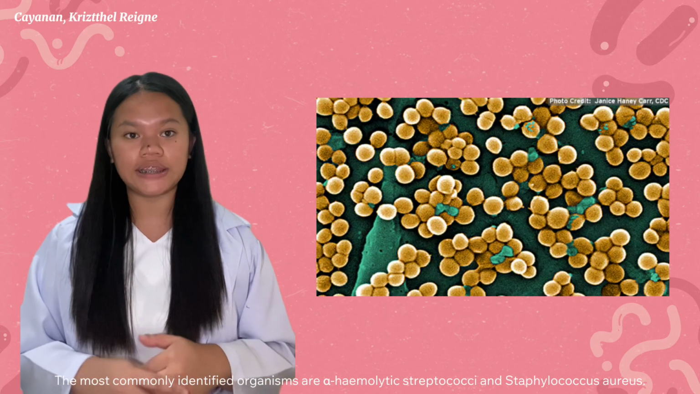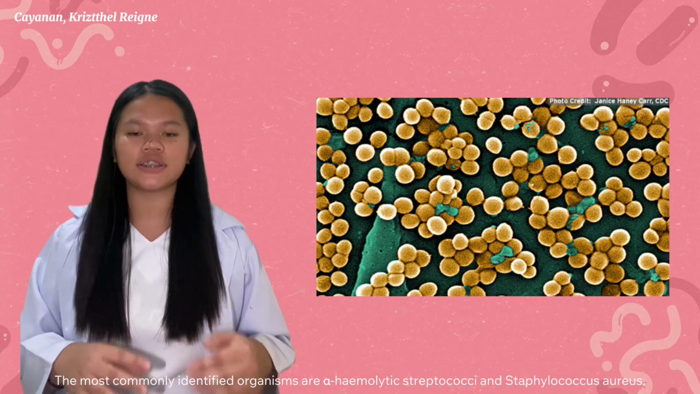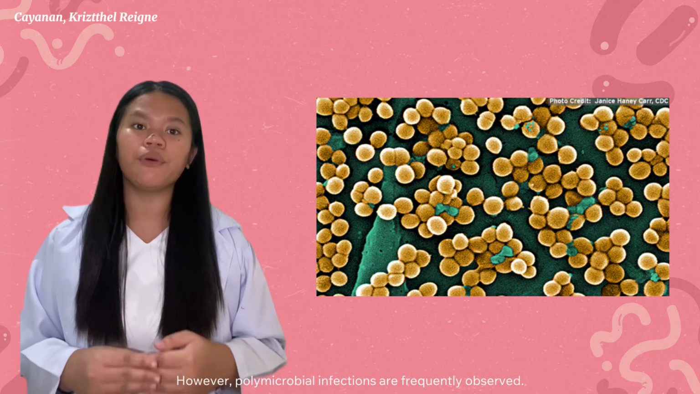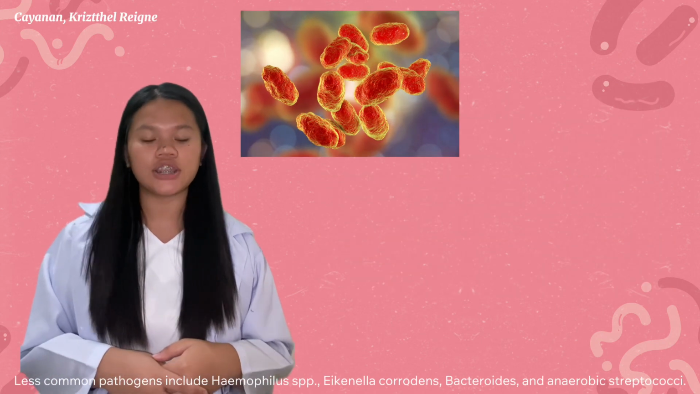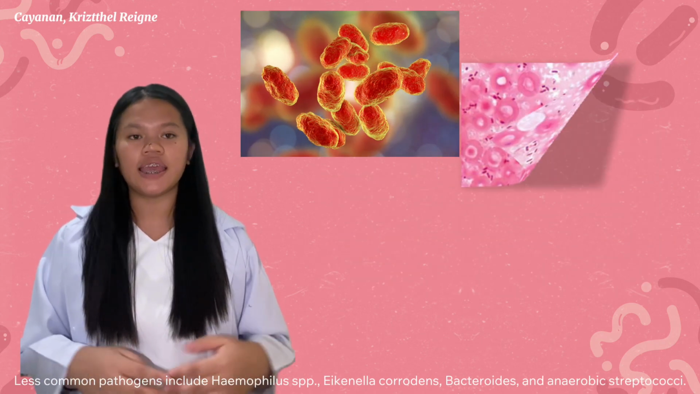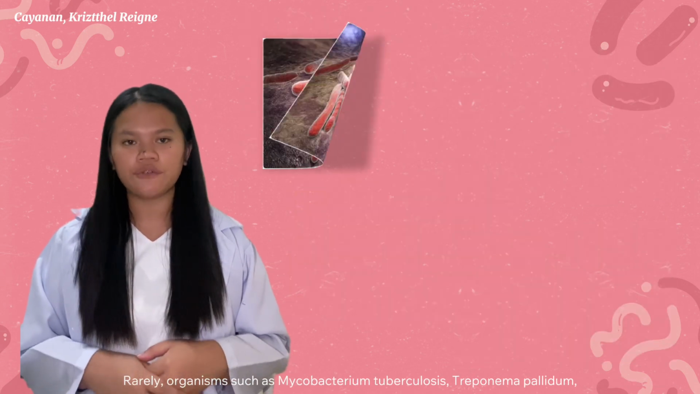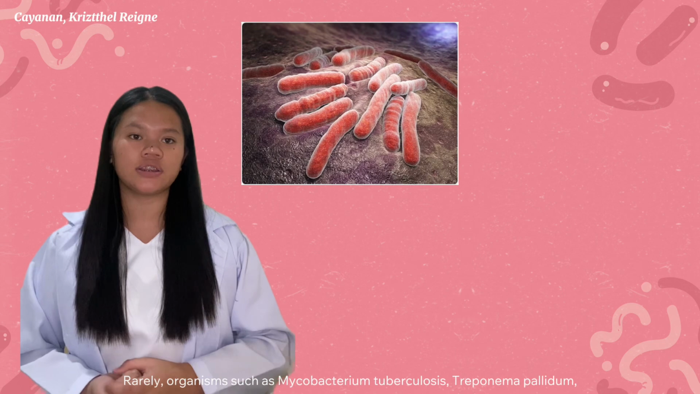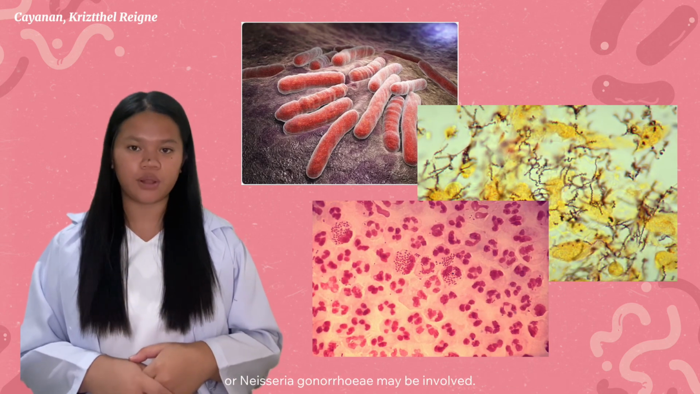The most commonly identified organisms are the alpha hemolytic streptococci and Staphylococcus aureus. However, polymicrobial infections are frequently observed. Less common pathogens include Haemophilus species, Eikenella corrodens, Bacteroides, and anaerobic streptococci. Rarely, organisms such as Mycobacterium tuberculosis, Treponema pallidum, or Neisseria gonorrhoeae may be involved.